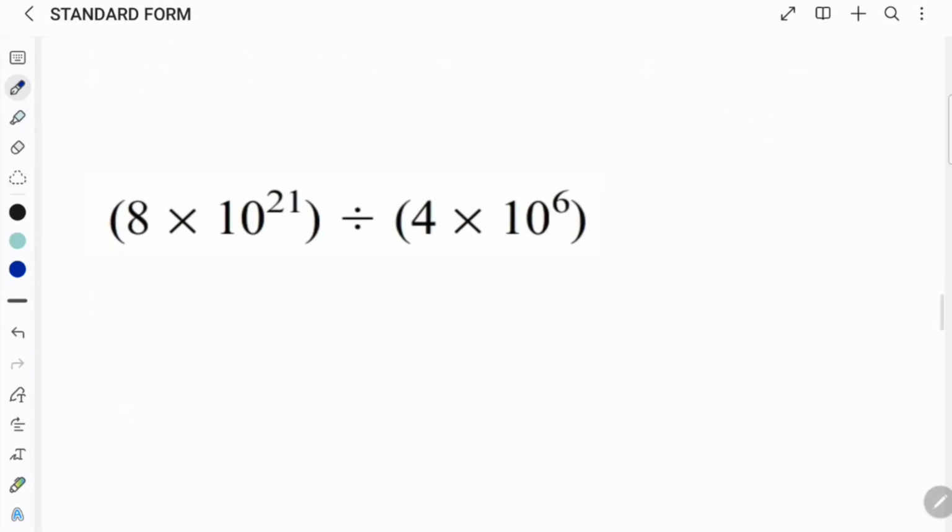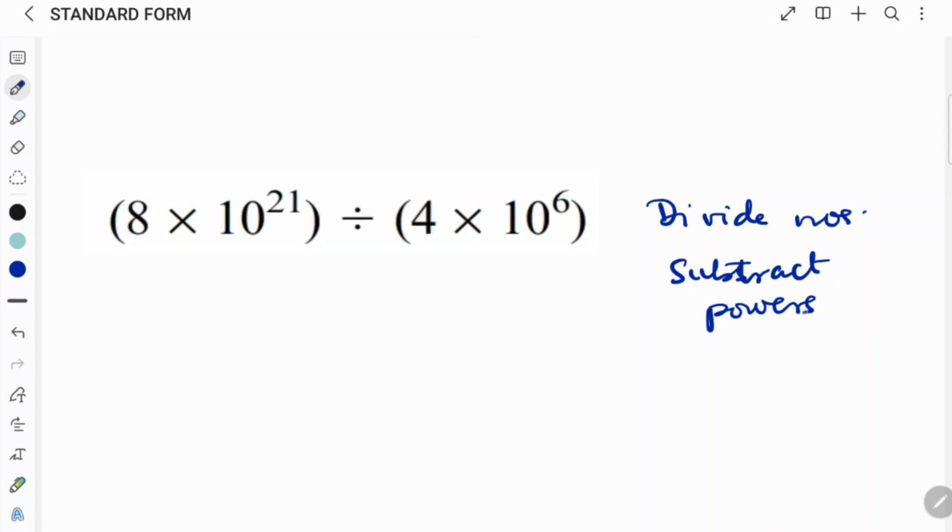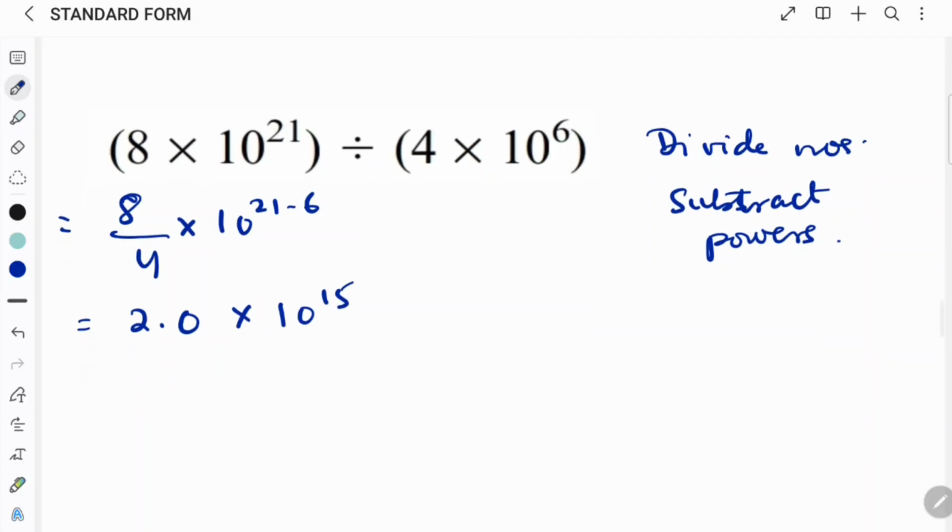Okay. Now one question of division. Divide numbers and subtract powers. Okay. 8 divided by 4 and 10, 21 minus 6. So 8 divided by 4 is 2. That is 2.0. You can write down 2 or 2.0. 21 minus 6 is 15. So this is your answer in standard form.